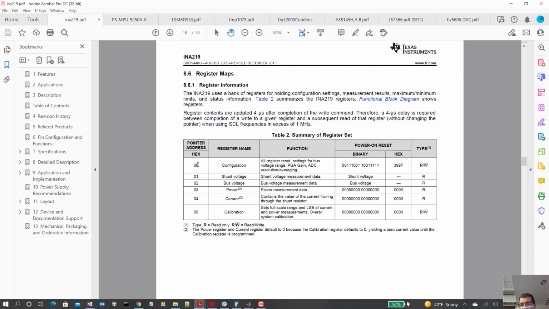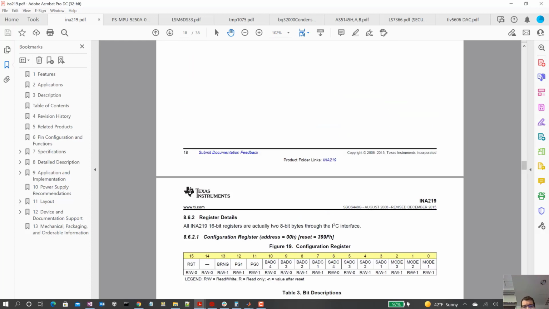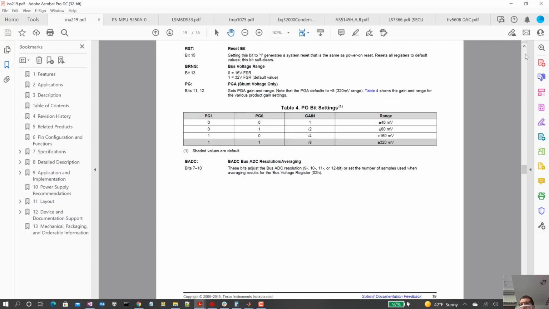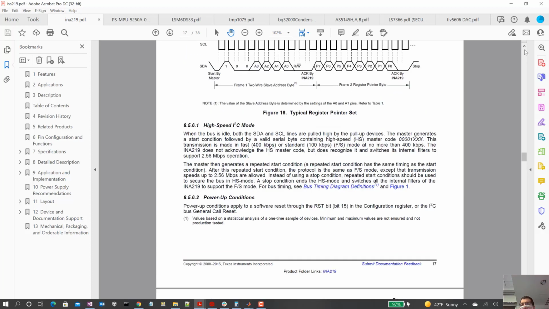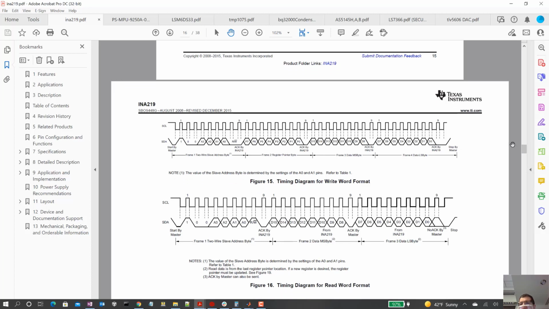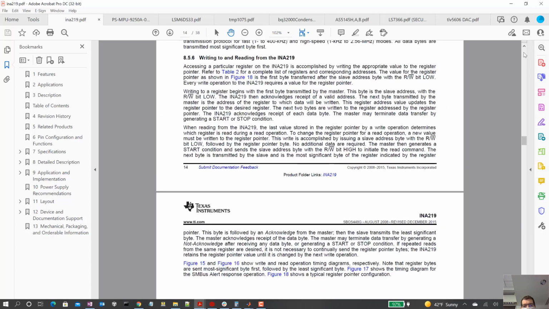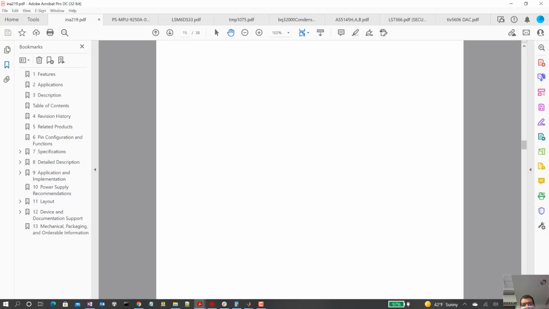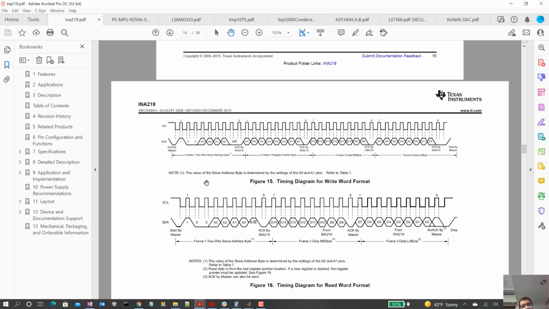But notice when you go to their timing diagrams on this one, there's the configuration register. Yeah, so we got to go up here. So let's look at the write word format. This is the read word format. What do I got up here? Yeah, okay, these are the start of our timing diagrams. So what do we got to do for a write word format?